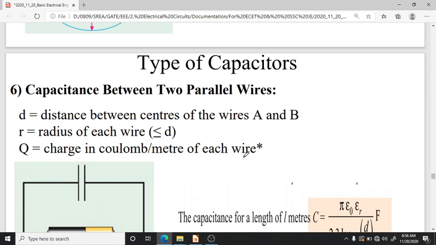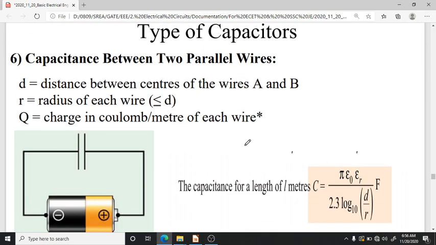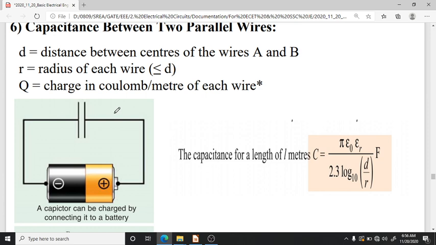Another type is the capacitance between two parallel wires. Suppose the distance between the centers of wires A and B is d, R is the radius of each wire, and Q is the charge in coulombs per meter of each wire. Then what is the capacitance?